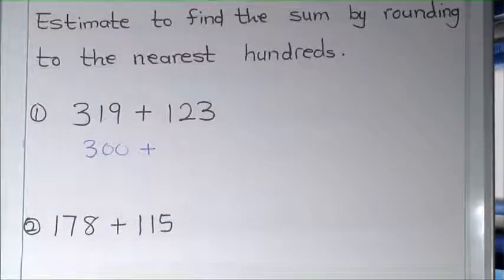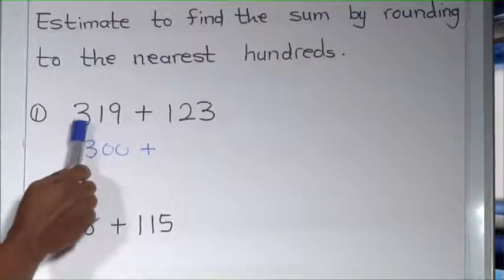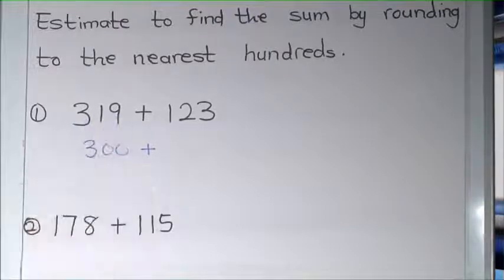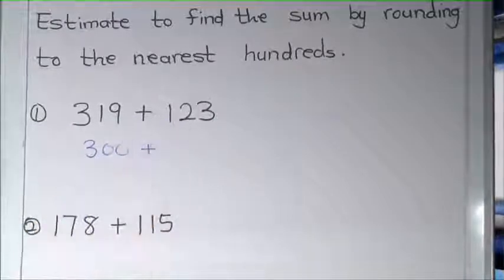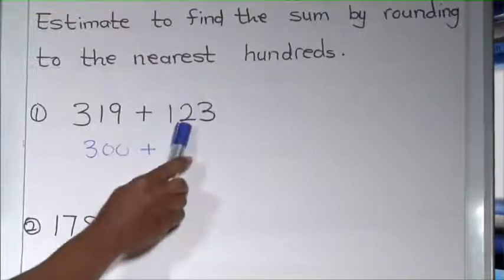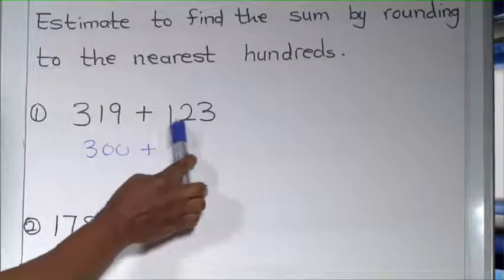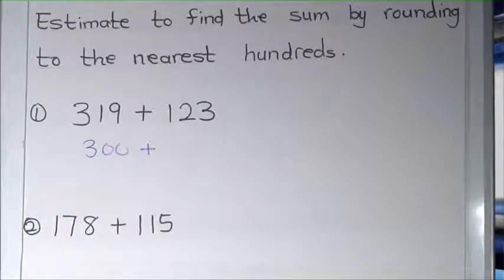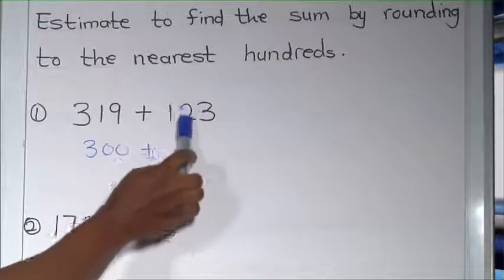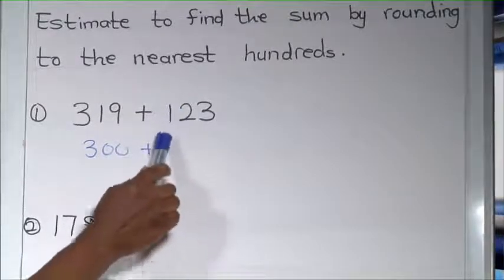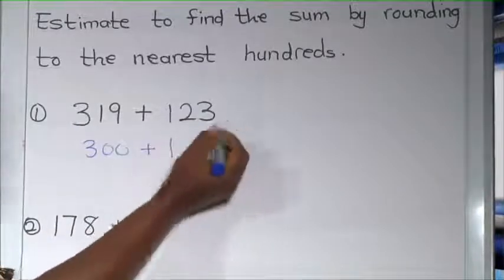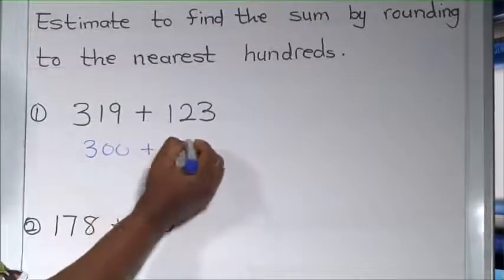I hope you know this already because we have done it. So we are going to let the 3 rest and then assume the rest of the digits to be zeros. So I have my 300 here, plus the 123 to the nearest 100. We will go to our next door, which is the tens place. Let's check the number over there. It is less than 5. So we are going to let this number rest.